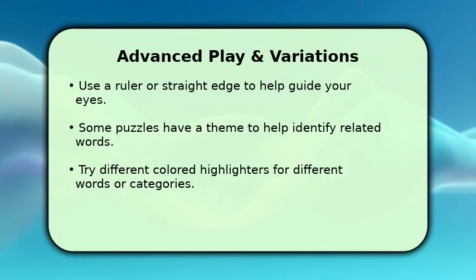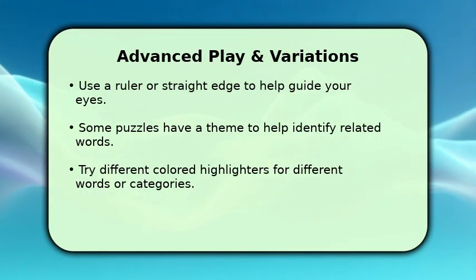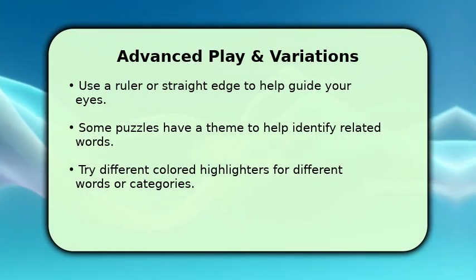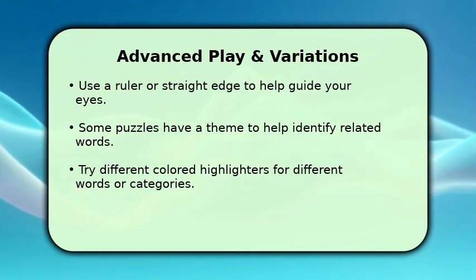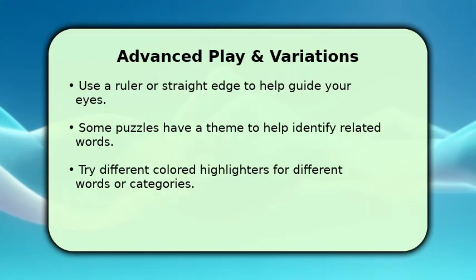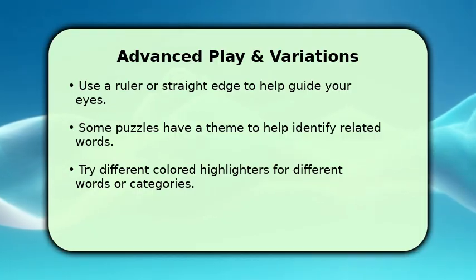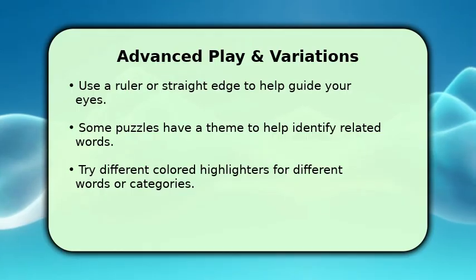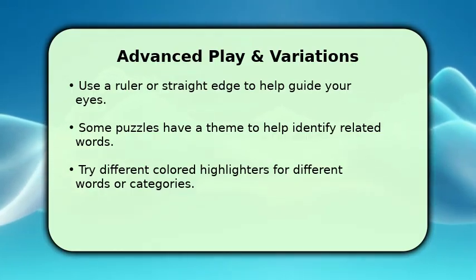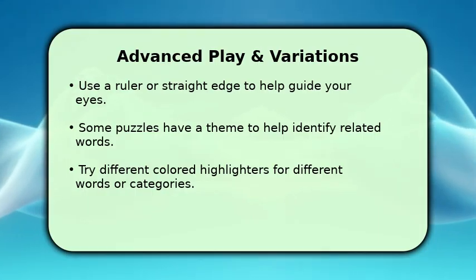For a more advanced approach, consider using a ruler to help your eyes track across rows or columns, preventing you from getting lost. Many word searches are built around a specific theme, which can give you clues about the types of words to expect. You might also use different colored highlighters to categorize words or simply to make your completed puzzle more visually appealing. For an extra challenge, try puzzles with larger grids or those that don't provide a word list.